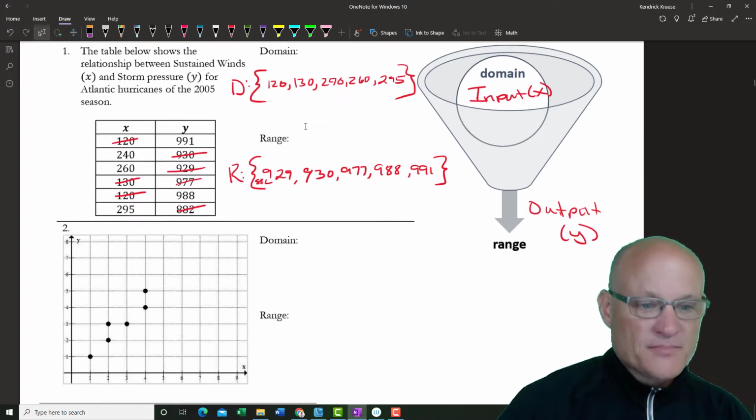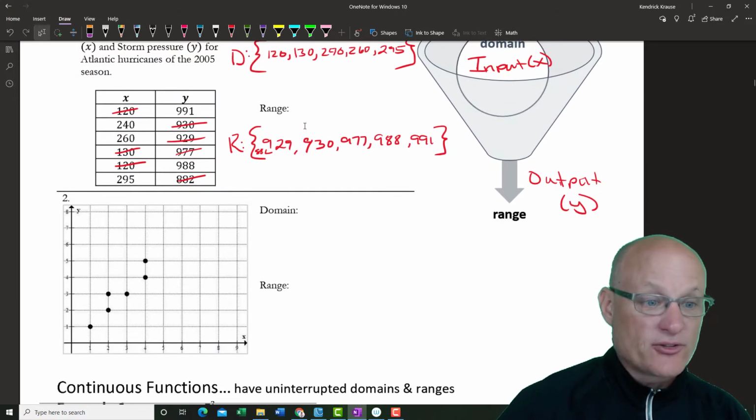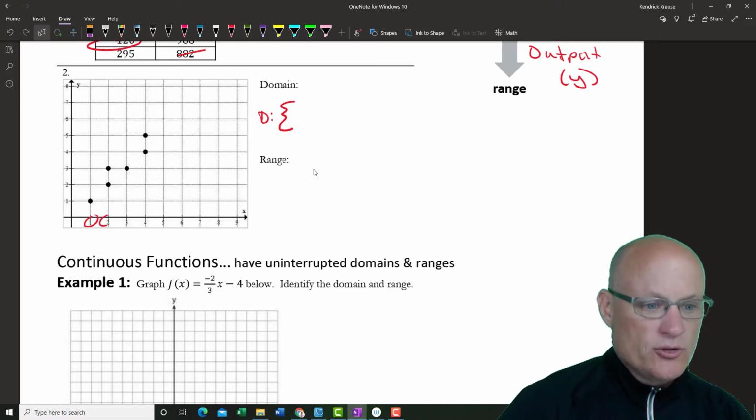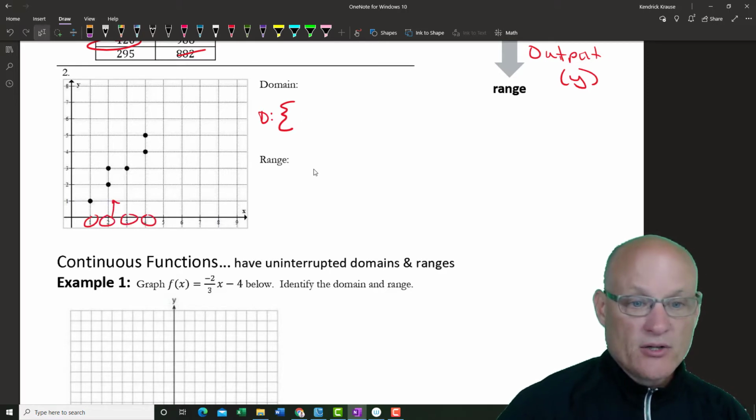Pretty simple. Is it a function? It is not a function because we have repeating X values. Domain here, remember we don't repeat domains, right? We don't repeat domains. So it's 1, 2, 3, 4. Just because there's two of these, we don't repeat it. So 1, 2, 3, 4.